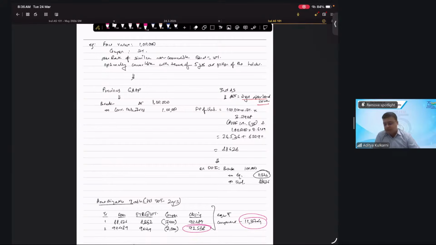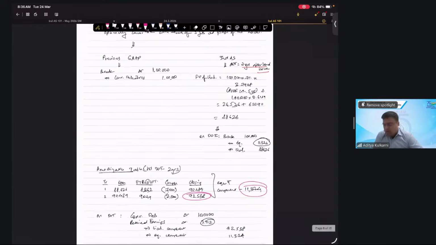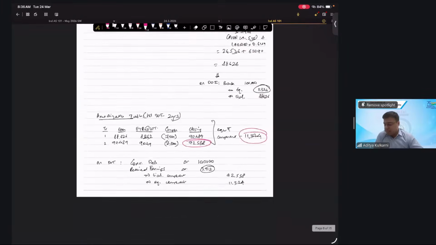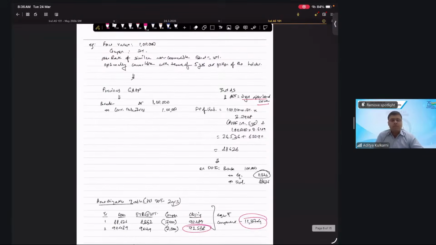That is clear. Now, how am I going to record it? You will have to record it right from the very beginning, do the calculation. And with the help of that calculation, whatever is the amortized value on the date of transition, you will assign that to the instruments, and the differential, whatever is there, that will go to retained earnings. Are you able to follow?